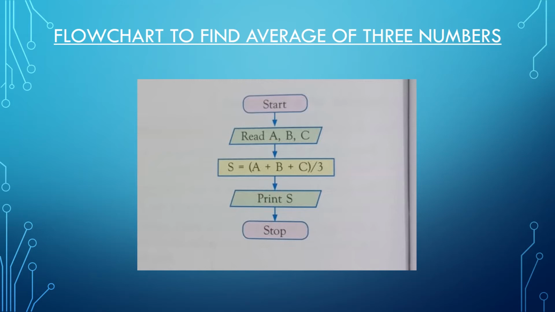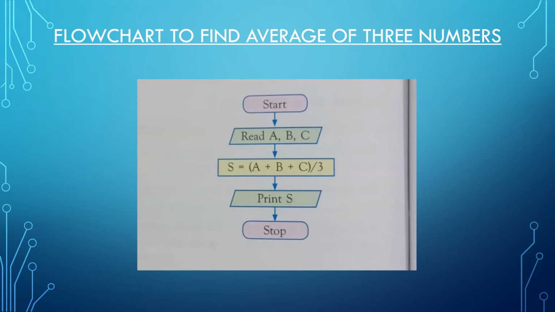So the first example: flowchart to find the average of three numbers. Average is calculated as the sum of the numbers divided by the number of items. Clear, students? For example, in this case we are calculating the average of three numbers. So average will be calculated as the sum of the three numbers divided by 3, where 3 is the total number. Clear, students? So let's start.